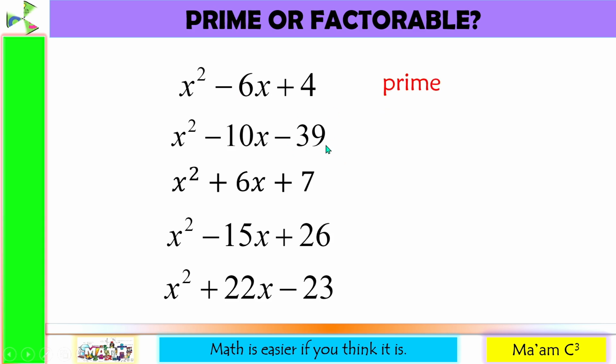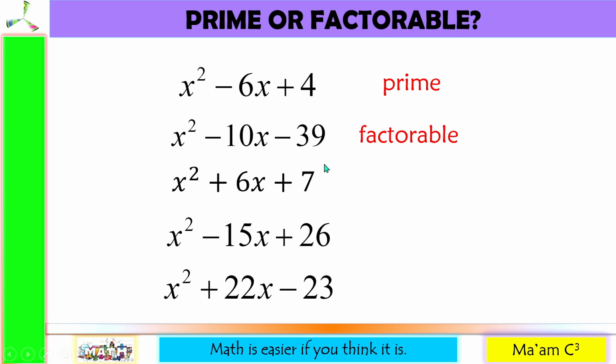Next one. Can you think of factors of 39 that when you add will give you negative 10? Yes, it could be negative 13 and positive 3. That will give me negative 10. So this is factorable.